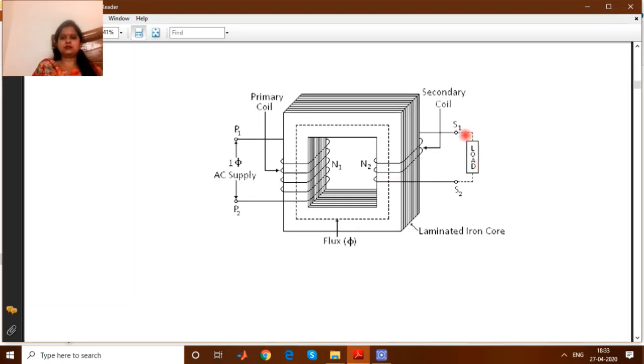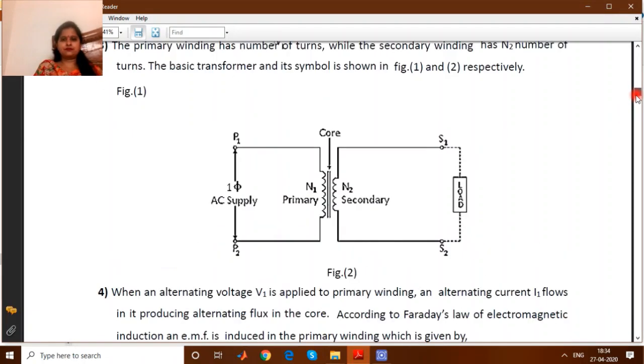So this load current I2, suppose this is the load current I2, the voltage is V2 across this load. Suppose V1 is the supply voltage, E1 is the EMF generated in the primary winding, N1 is the number of turns in the primary winding, and N2 is the number of turns in the secondary winding. Right? So this is the basic principle of operation of a transformer.